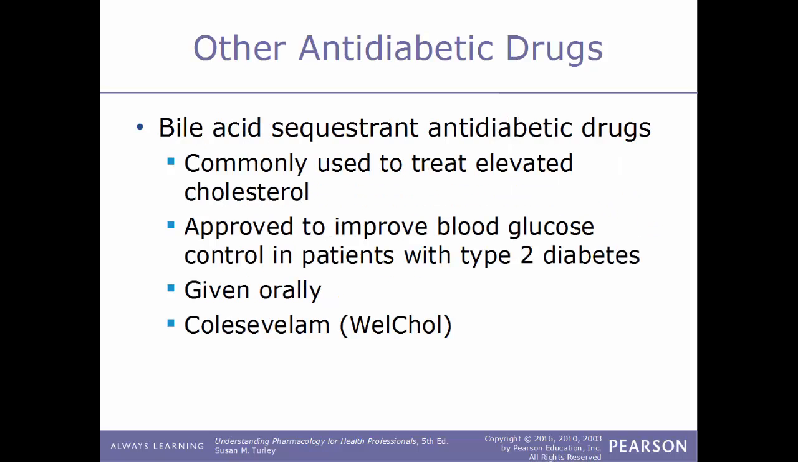The other type of antidiabetic drugs are the bile acid sequestrant drugs. These are commonly used to treat elevated levels of cholesterol in the blood. These have also been approved to help improve blood glucose control in patients that have type 2 diabetes. This type of drug would be given orally. An example of this kind of drug would be colesevelam, which is sold under the trade name Welchol.